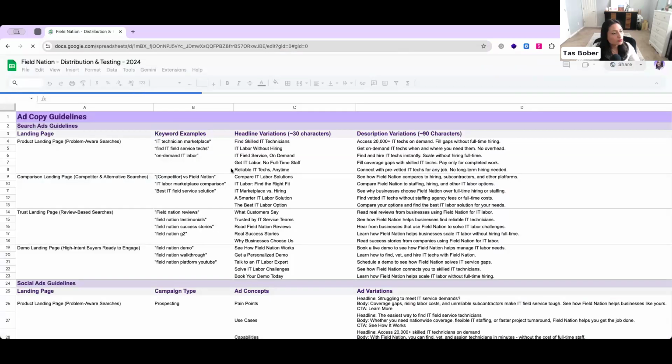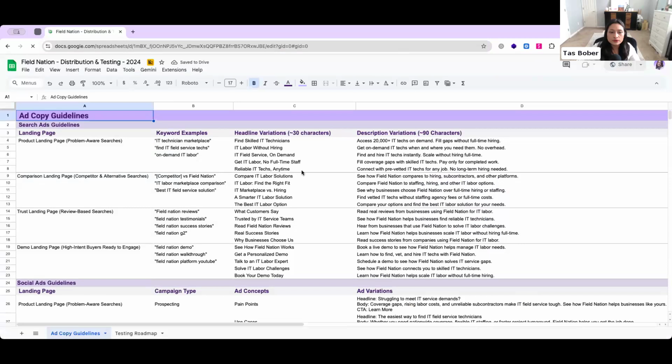So, you know how we usually do, as marketers, we're taught keyword research, ad campaigns, build the ads. Oh, and the landing page is kind of an afterthought. I'm going to challenge you to flip that.